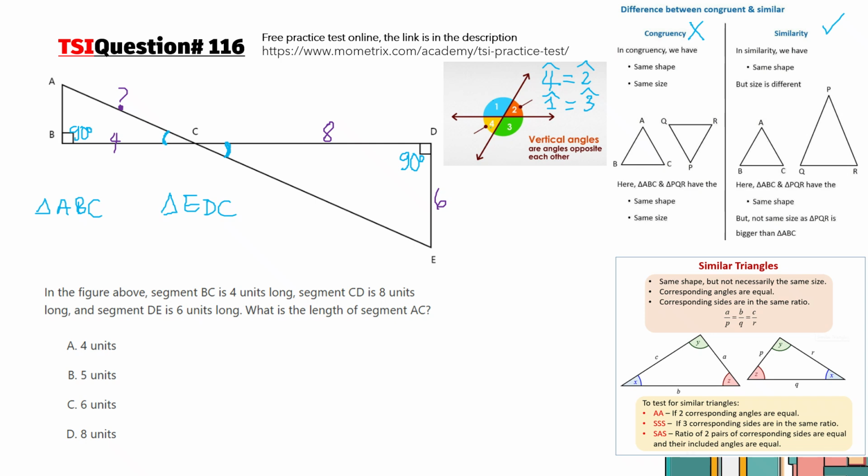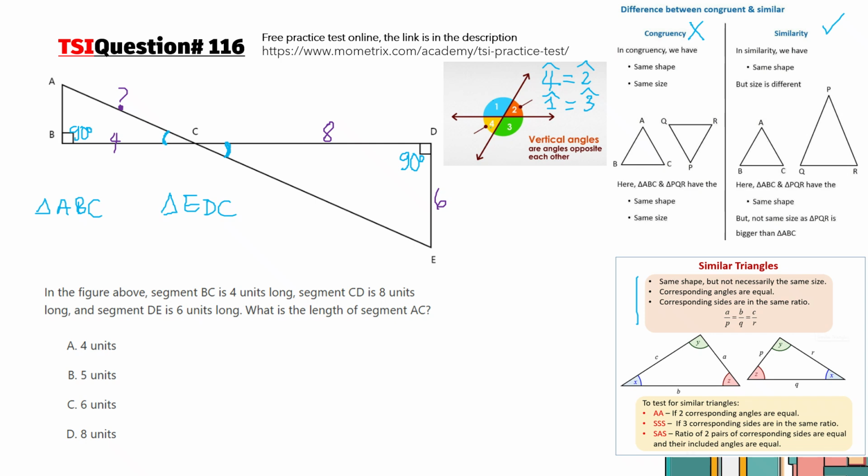So congruency is exactly the same. Similarity can be congruency, or can have a different dimension but the same shape. It can be bigger or smaller with the same shape, with the same ratio. So corresponding angles are equal. That's the characteristic of similar triangles. And corresponding sides are in the same ratio.